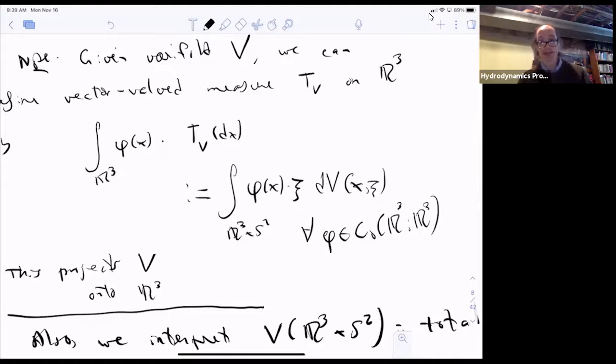Okay, so one can have cancellation in T sub V. The varifold records more stuff. It records the presence of these things before they cancel.